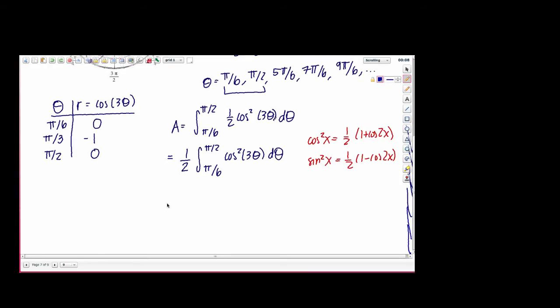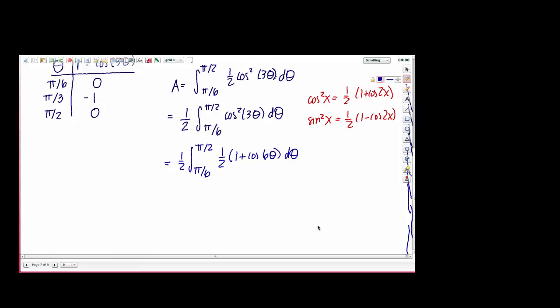Using that, I have my 1/2 pulled out, and then I get integral pi over 6 to pi over 2 of cosine squared 3 theta, so I have my identity with a 3 theta in place of x. I'm going to get 1/2 (1 plus cosine 6 theta) d theta. I'll pull that 1/2 out, so now I have a 1/4 in front, and do my integration. The integral of 1 is just theta. The integral of cosine 6 theta gives me 1/6 sine 6 theta. And I'm evaluating from pi over 6 to pi over 2.